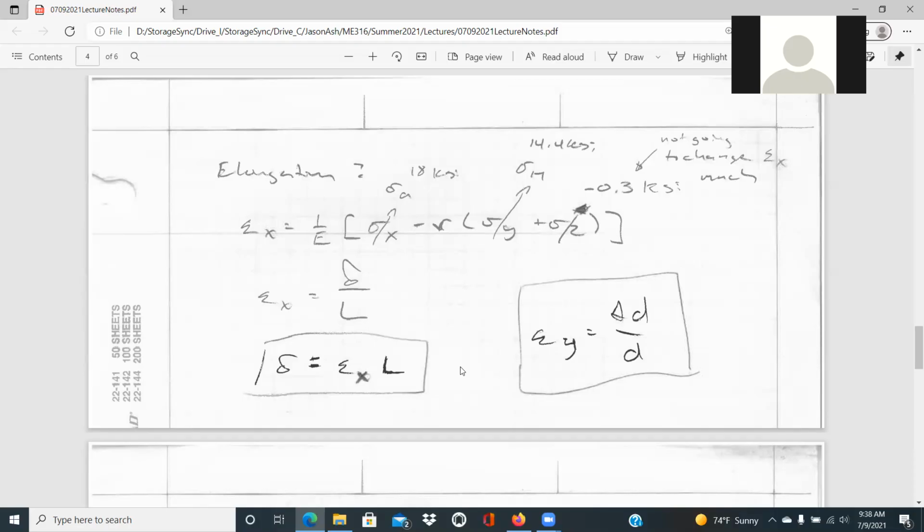Then if you're looking at the transverse direction, that'd just be the change in diameter over the original diameter, equal to the same 1 over E times sigma Y minus nu times sigma X plus sigma Z. You could run that through as well.